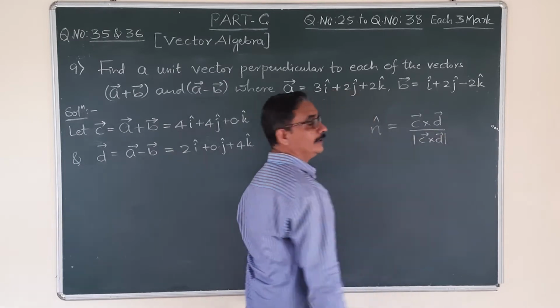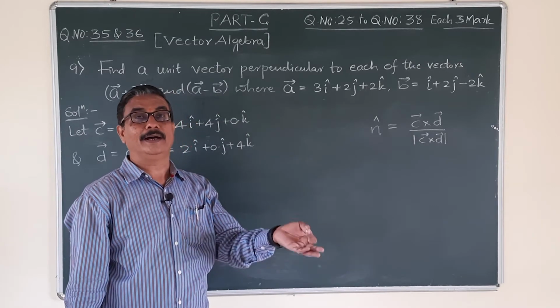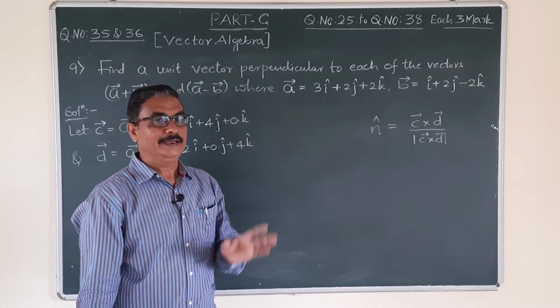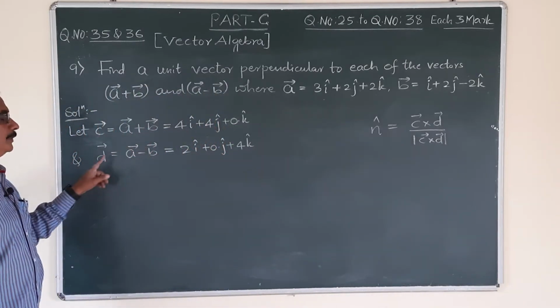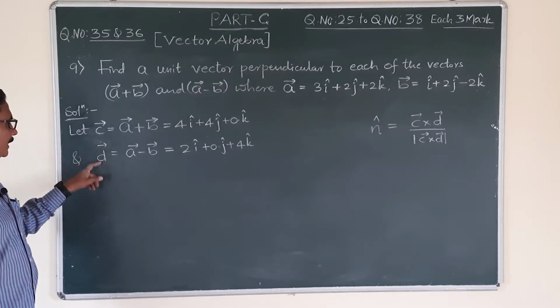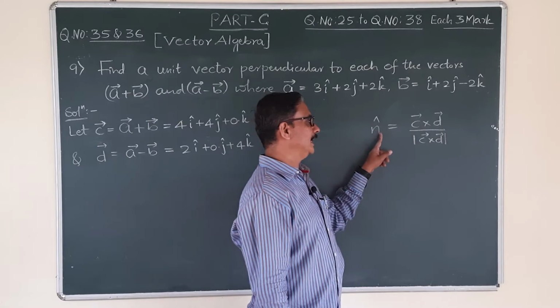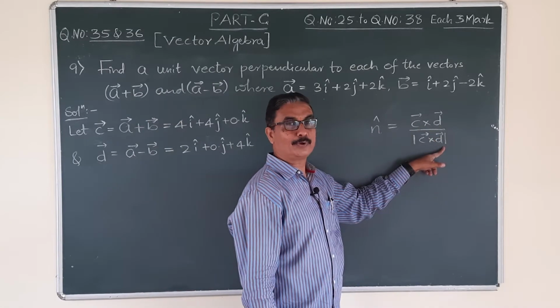We must remember the formula: the unit vector perpendicular to a and b is denoted by n cap, equal to a cross b divided by their magnitude. Instead of a and b, taking the vector c and the vector a minus b denoted by d, the unit vector perpendicular to both c and d is given by n cap equal to c cross d divided by magnitude of c cross d.